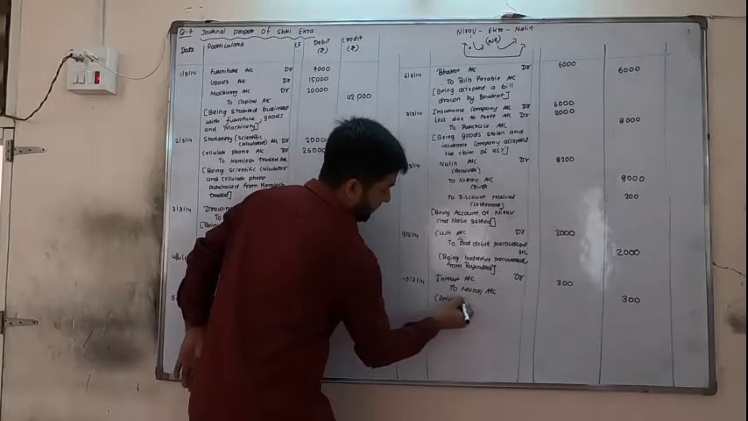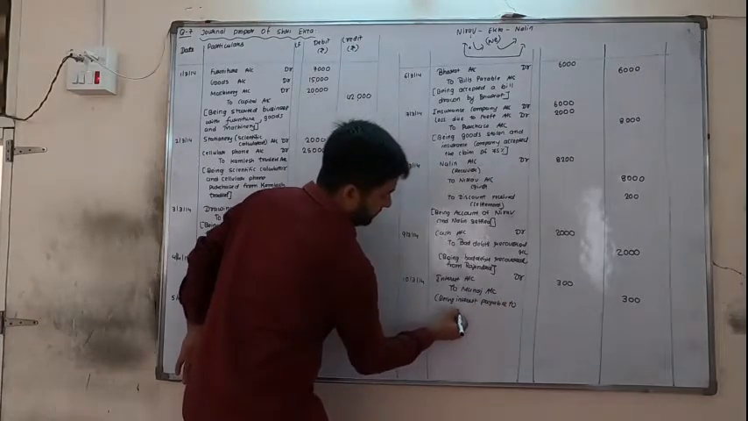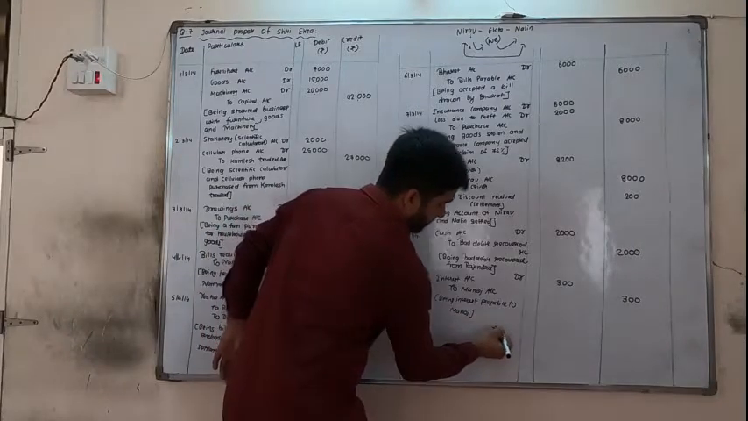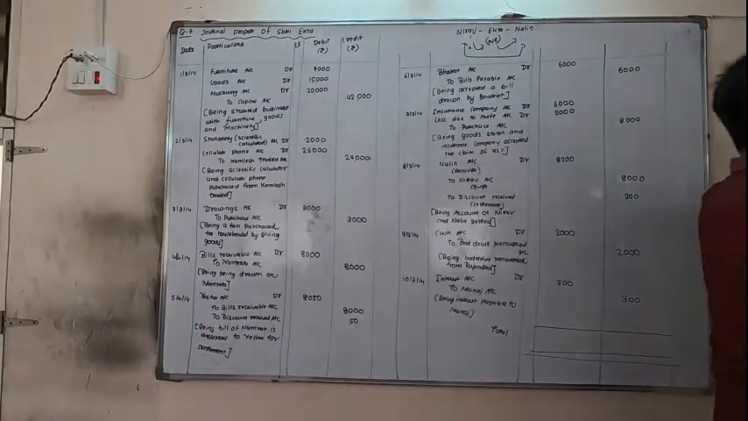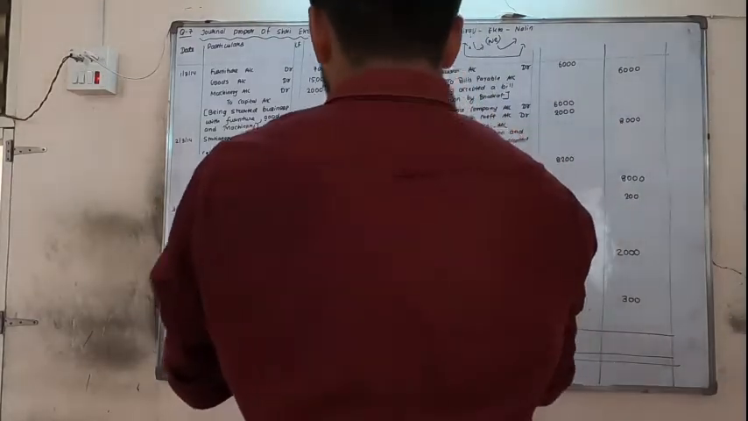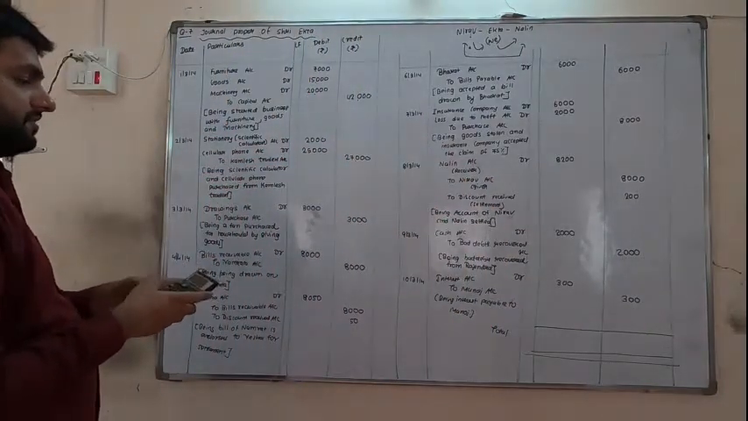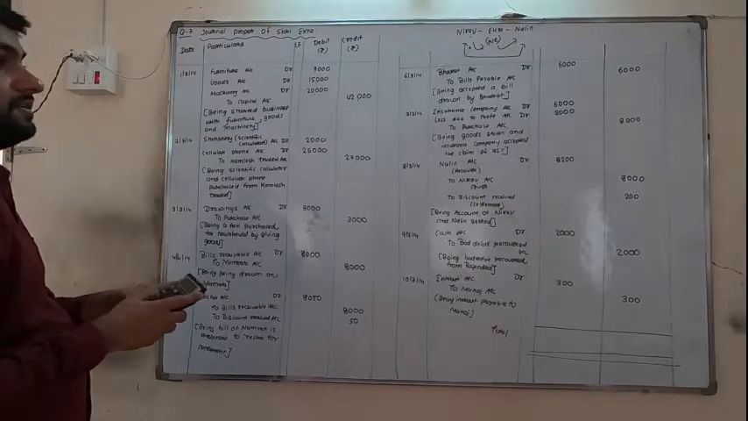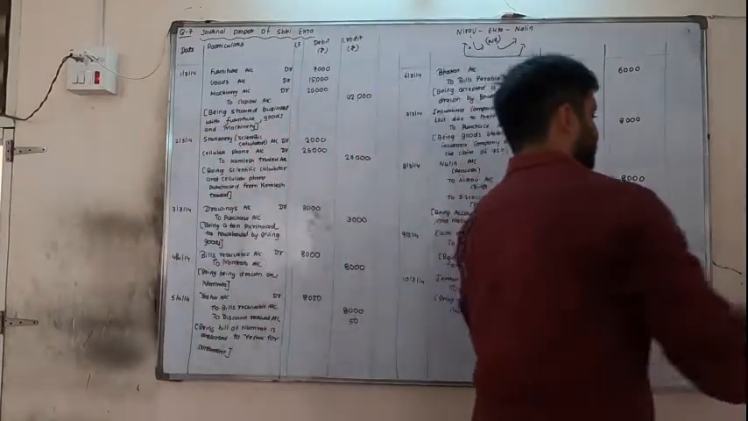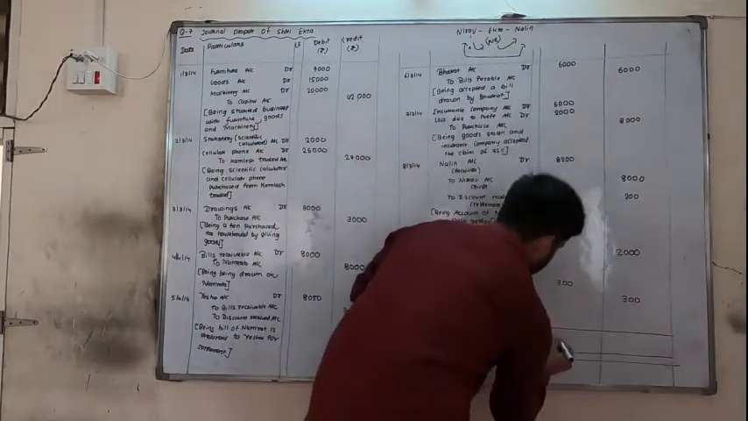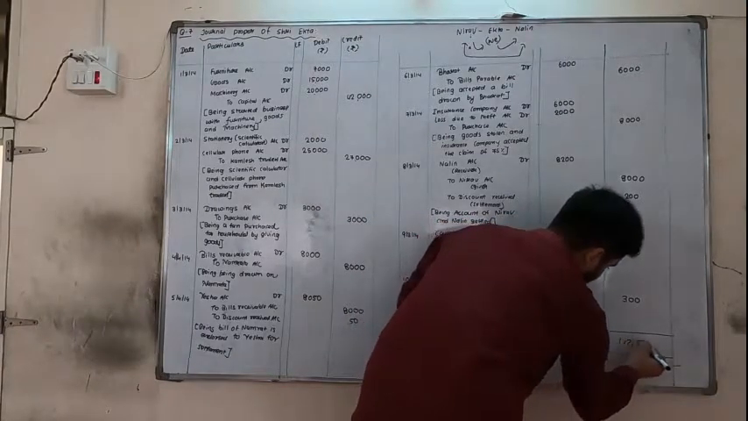Interest payable to Manoj. Total: $7,000, $50,000, $20,000, $2,000, $25,000, $3,000, $8,000, $8,000, $50,000, $6,000, $6,000, $2,000, $8,200, $2,000, and $300. Total is 1,12,550.